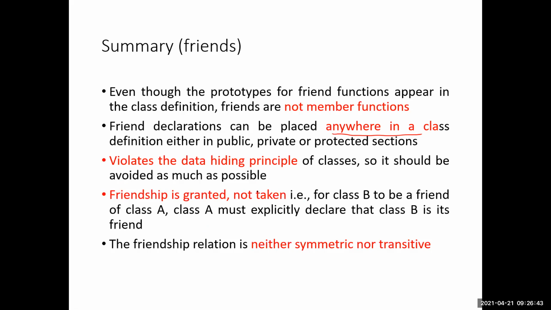The last two bullets are very important. Friendship is granted, not taken, which means the class will decide which functions and which other classes can be friends. And the last point, which we discussed a little while back, is that friendship is neither symmetric nor transitive. What is symmetric? Symmetric was the example where if A is a friend of B, is B a friend of A? You said no, so it is not symmetric. What is transitive? If A is a friend of B and B is a friend of C, then C is a friend of A. In case of some operators, this holds. But when we are talking about friend classes, they are neither symmetric nor transitive, right?